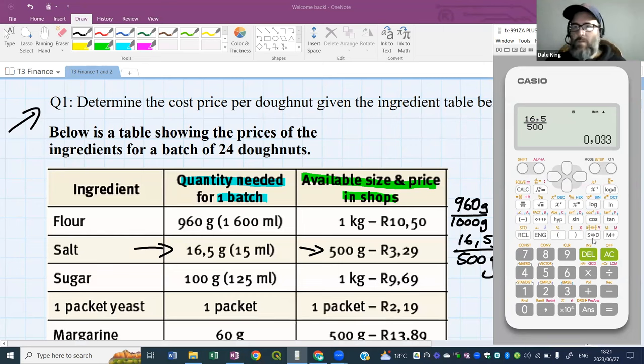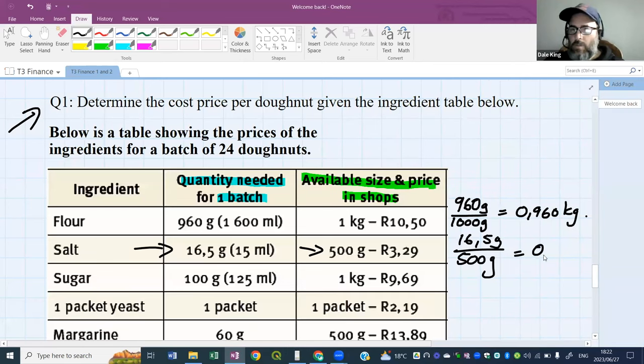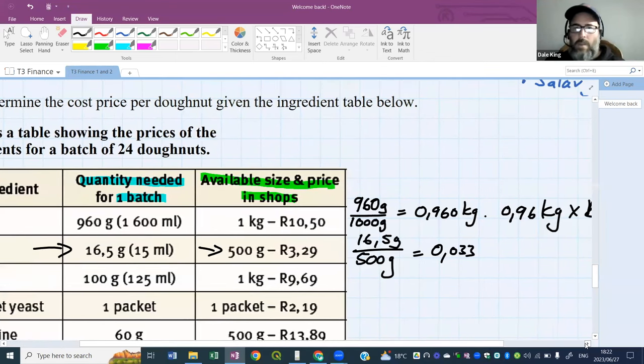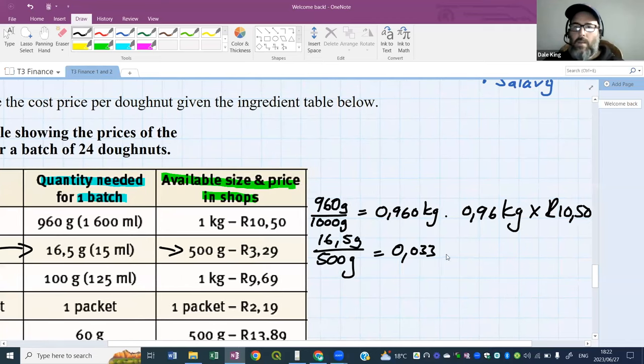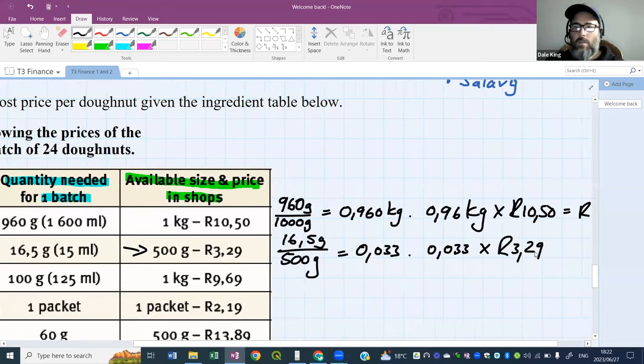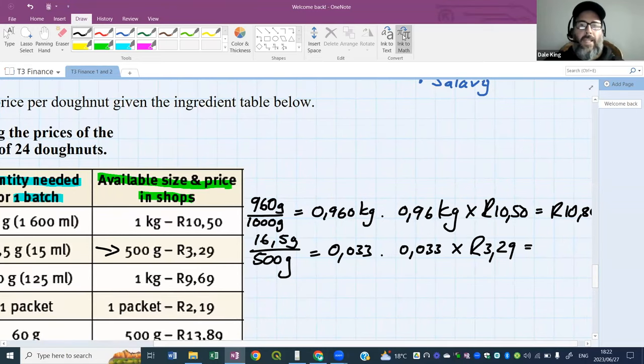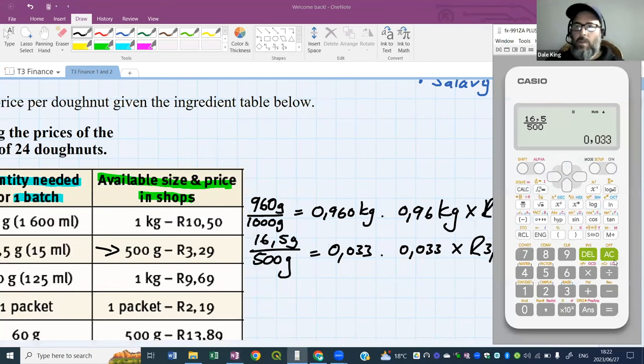So it's tiny, like Sonia's like, sir, is it really that small? Yeah, it's very small. It's 0.033. Okay, and then that, Darren, we will multiply by the R3.29. Okay, so I'm going to write it out in full so we can all see it. 0.033. Okay, and then we need to multiply this by the Rand value. Okay, so times R3.29. What are we getting, guys, girls? What are we getting? 0.033 times R3.29.